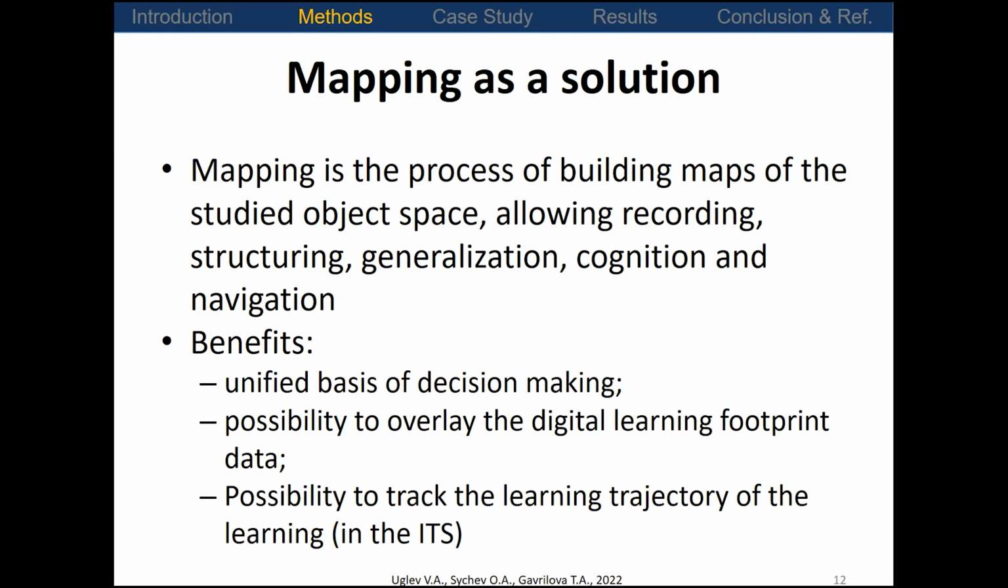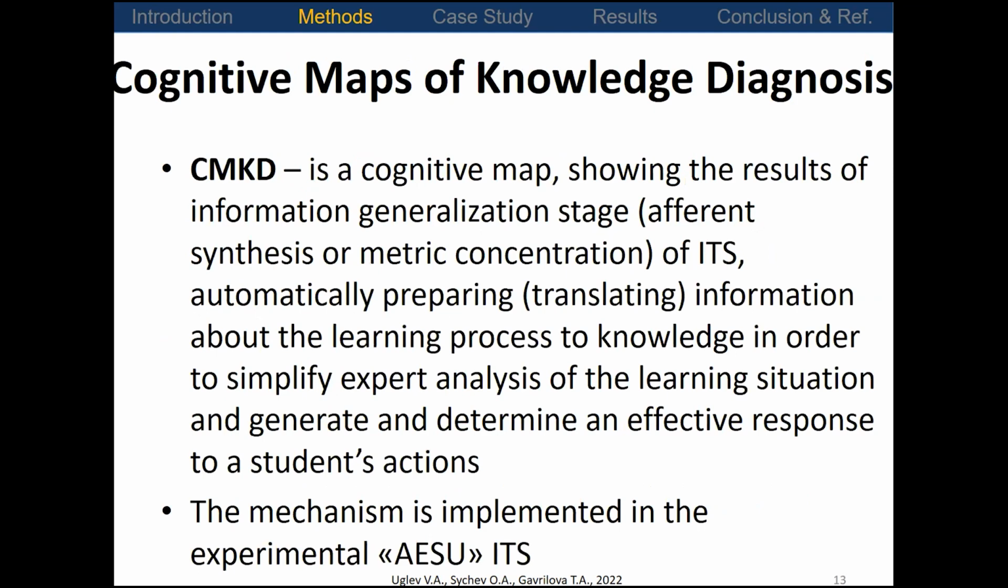The cognitive map of knowledge diagnosis is a cognitive map showing the result of the information generalization stage after synthesis or metric concentration. In ITS, it automatically prepares information about the learning process into knowledge in order to simplify expert analysis of the learning situation and determine an effective response to students' actions. This mechanism is implemented in the experimental ICU ITS.